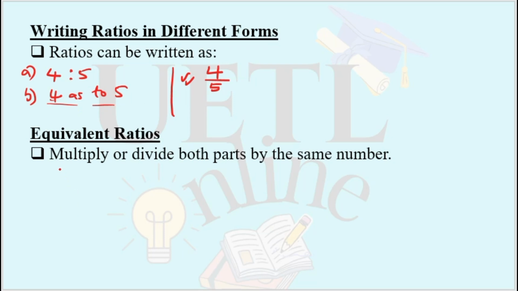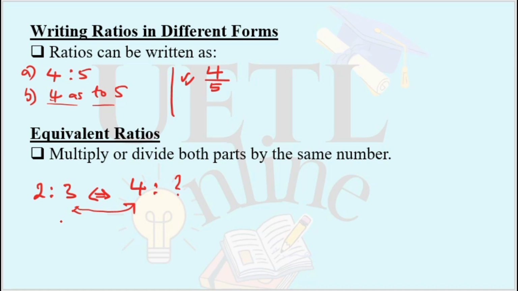Now let's see what equivalent ratios are. You are given a ratio, let's say 2 is to 3, and you are being asked that this ratio is equivalent to 4 is to something. Here you have to make sure that the ratios are the same. You have to equalize the ratios. This is the meaning of equivalent ratios.